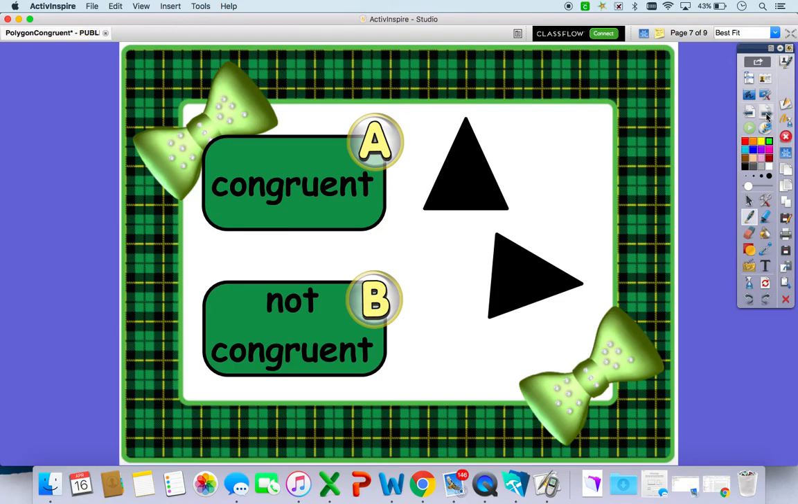Example number 2. We have 2 triangles. Are these congruent or are these not congruent? If you said congruent, you would be correct. These 2 triangles are congruent because they are the same shape and they are the same size. Now remember, it doesn't have to be in the same position. This one's a little bit turned over to the side all the way, but they're the same size and they're the same shape.